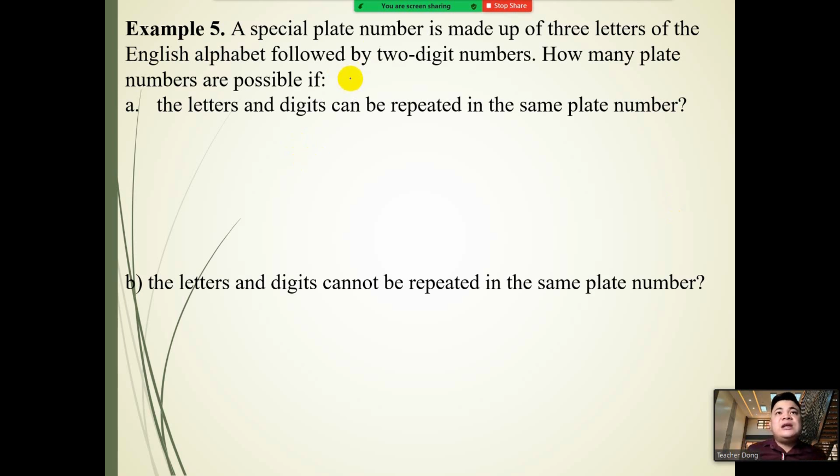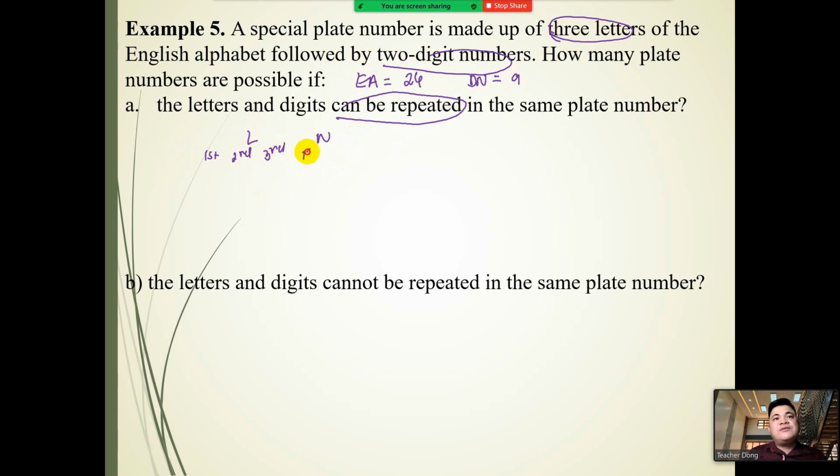First, we have to identify how many letters there are in the English alphabet, and we have 26. And then the digits, we have 9. So these are the things that we're going to use. In the plate number, it's a combination of 3 letters and then 2-digit numbers. For the first question, the letters and digits can be repeated. So for the letters, we need the first, second, and third. And then for the numbers, we have the first digit and the second digit.